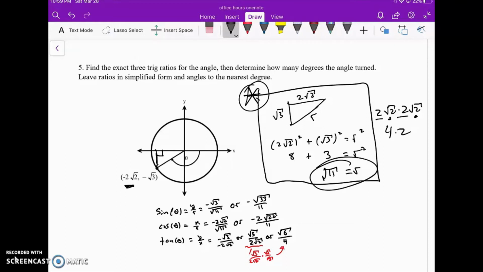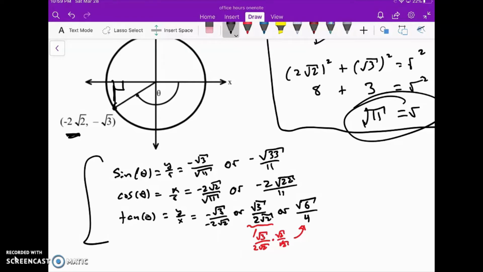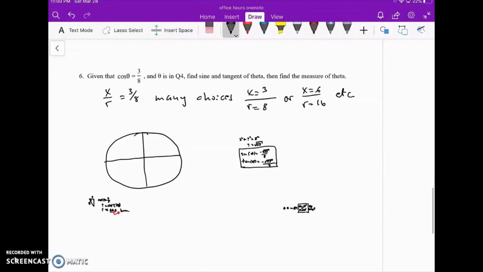We got a radius, we got a coordinates. It's just a matter of writing down the trig ratios, and there they are. So messy numbers don't necessarily make the problem harder. All right, last example, we're almost done.